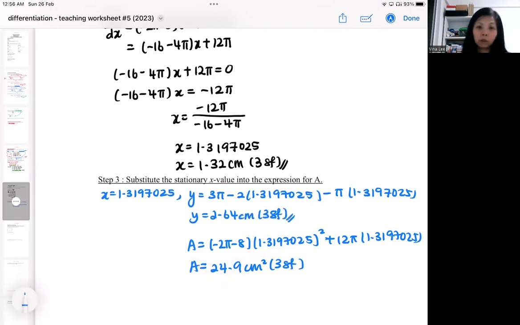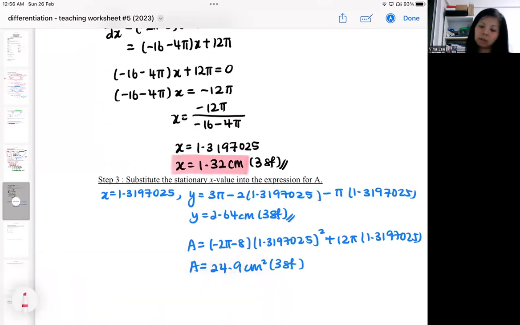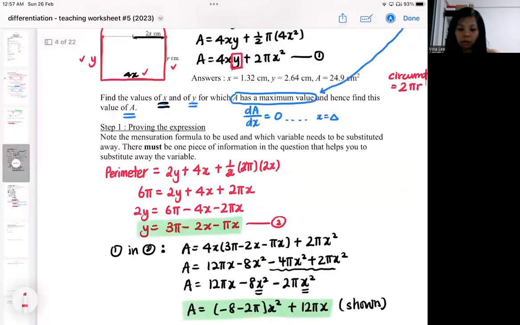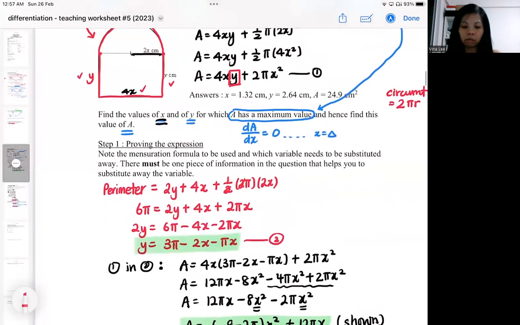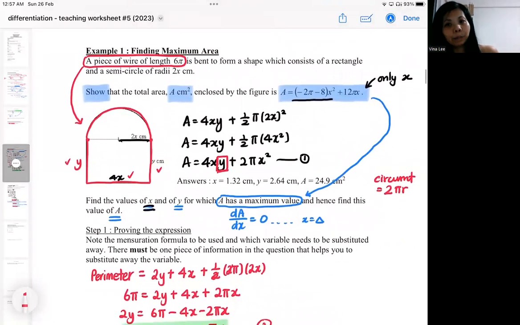So all in all, you answer the question. You answer the question for x. This is the x when there is a maximum area. This is the y when there's a maximum area. And this is the area when the maximum area happens. Okay, so you answer the question. But in this question, they didn't ask you to prove that it is really a maximum, so you can do without it. They never ask you to prove, or they never ask you to determine.